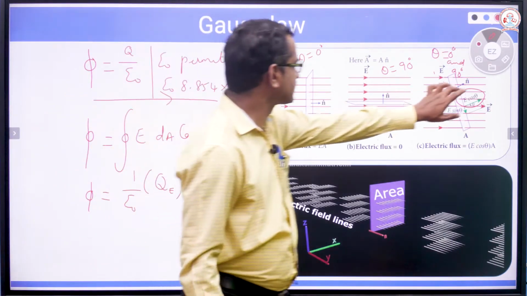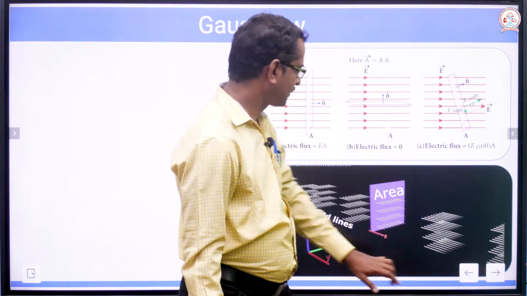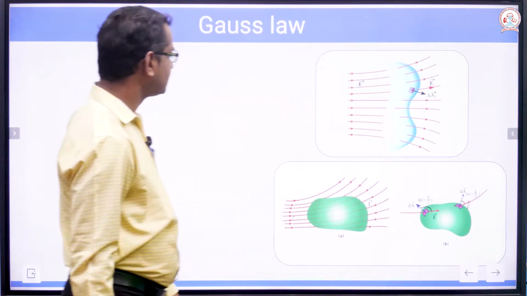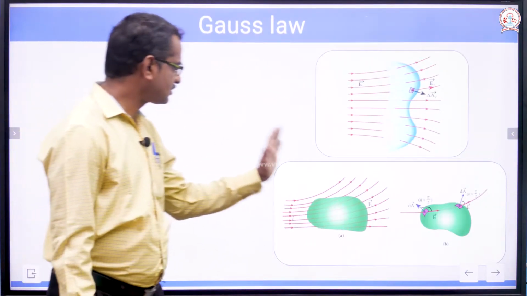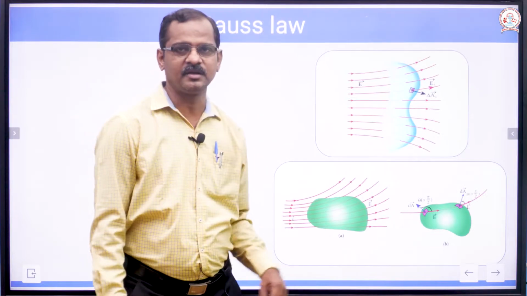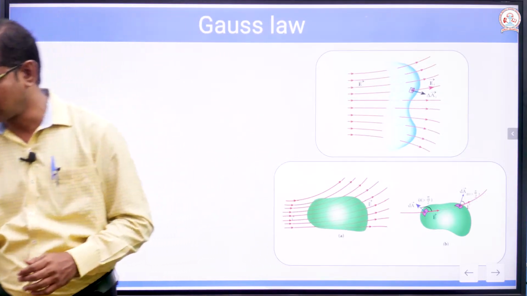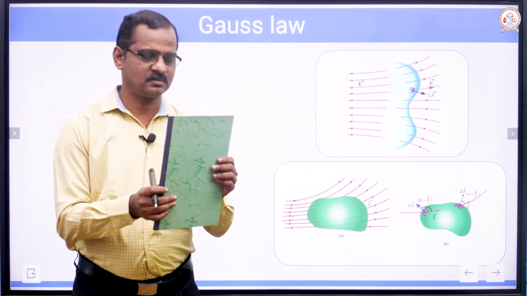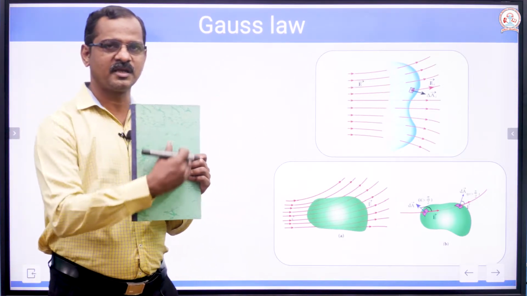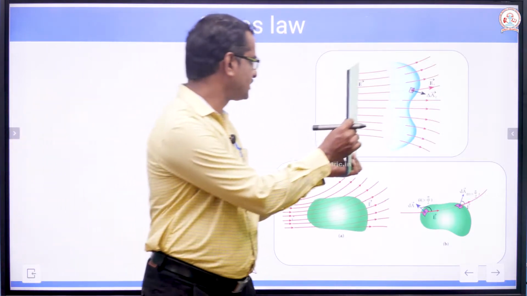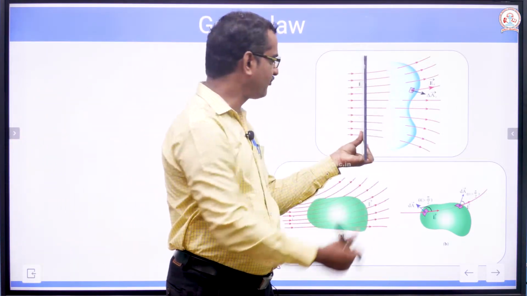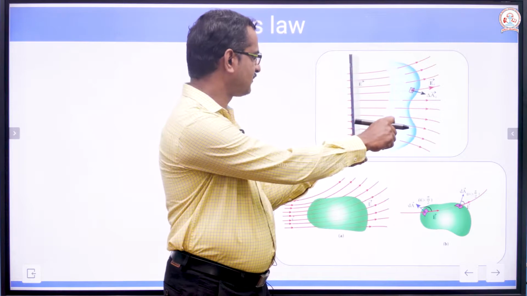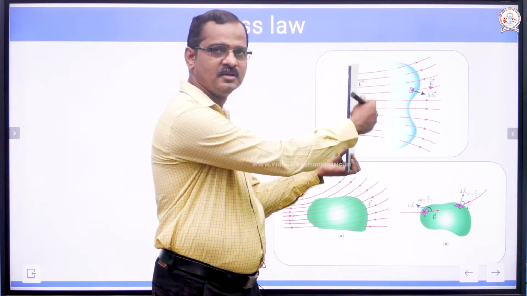Now let us go to the next concept. In case it is not a perfect area, in the previous case we used one small teaching aid like this. In the previous case we had an object like this, isn't it? This was the area we used. The area is kept here. The area is perfect here.